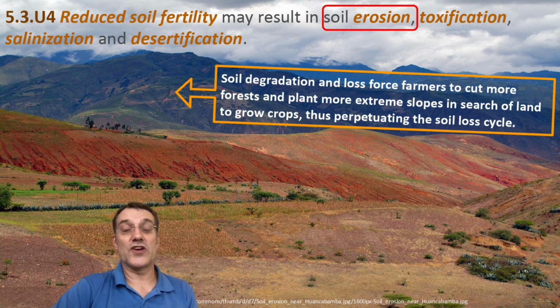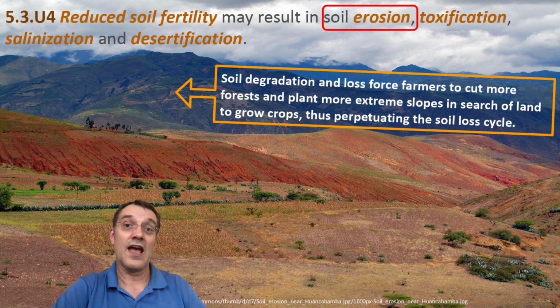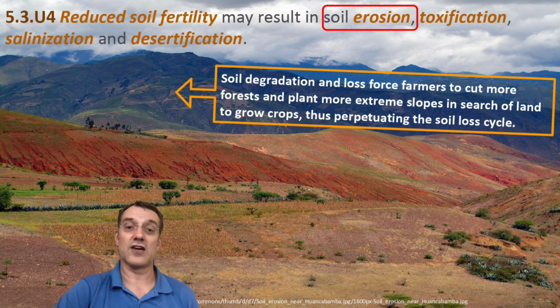What makes this situation particularly challenging is that soil degradation and soil loss forces farmers to cut more forest and plant on more and more extreme slopes in search of fertile land to grow crops, and that perpetuates the soil loss cycle. This connects directly to our understanding of human impacts discussed in Content Statement 5.3 and going all the way back to those feedback loops that we discussed in Topic 1.